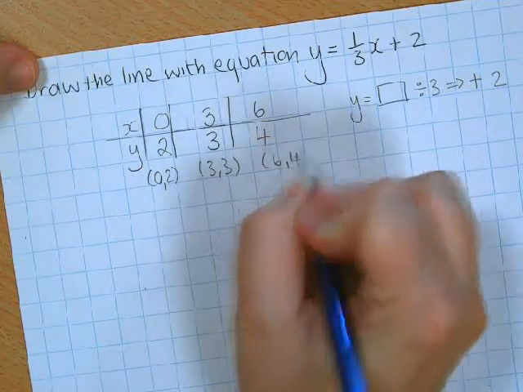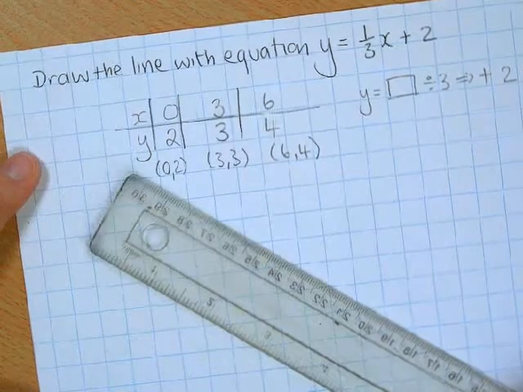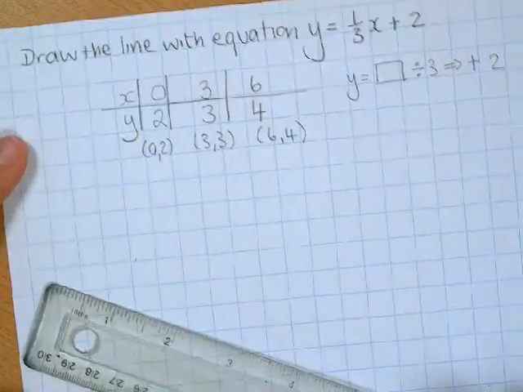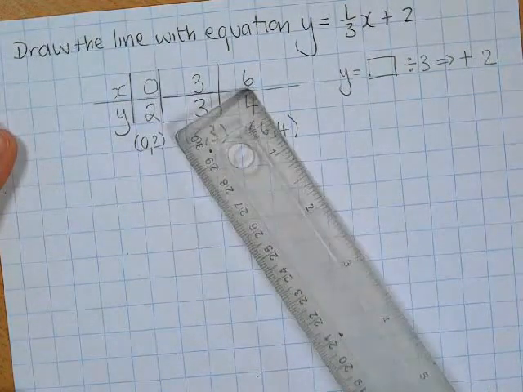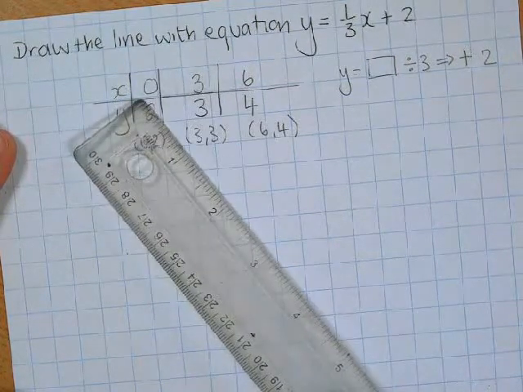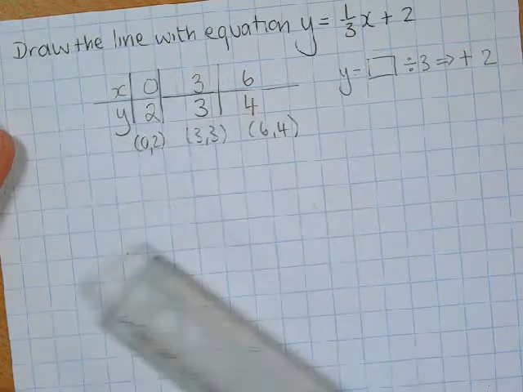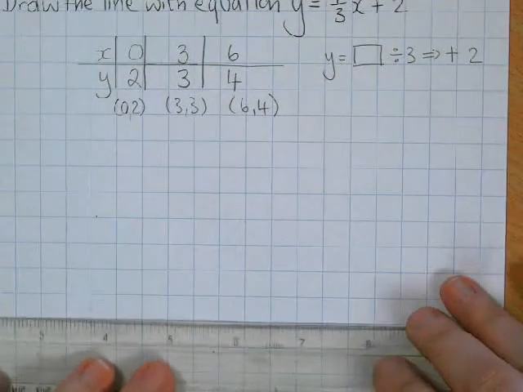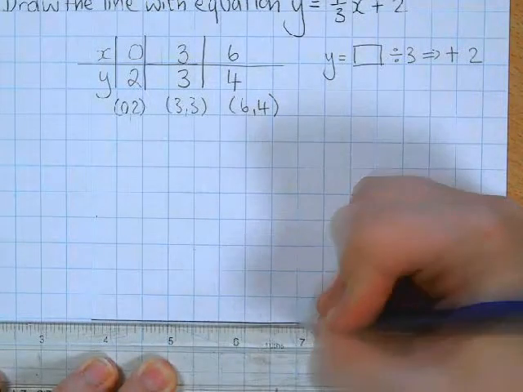And all I need to do now is plot those on a grid, join them up, and that'll be the line drawn. So before I plot them, I need to decide how big to draw the x and the y-axis. The x-axis is going up to 6. The biggest number in it is 6 and the smallest number is 0. And on the y-axis, the smallest number is 2 and the biggest number is 4. So I need to go across at least 6. I can go more than 6, but at least 6.